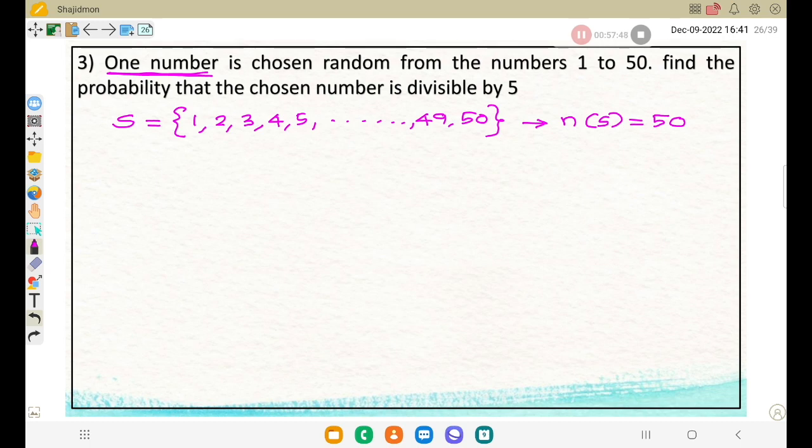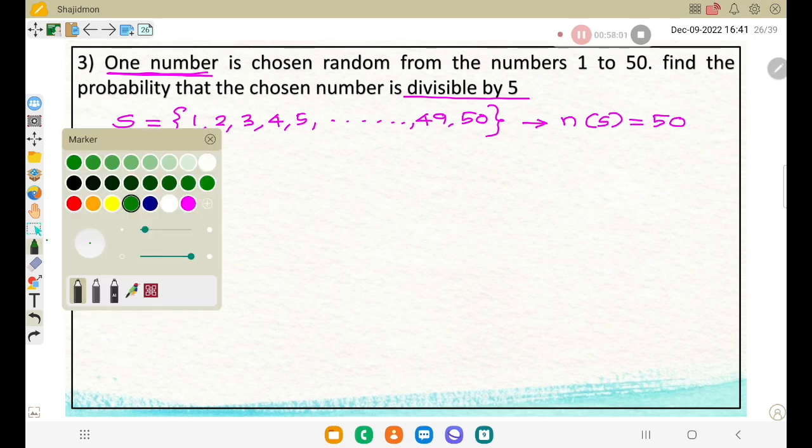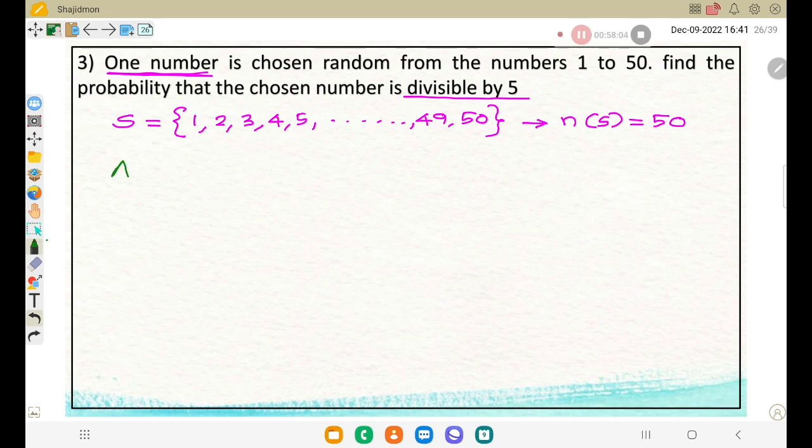Now what is the question? Find the probability that the chosen number is divisible by 5. So what we are doing is defining one event A. What is event A? The chosen number is divisible by 5, correct. Number is divisible by 5.